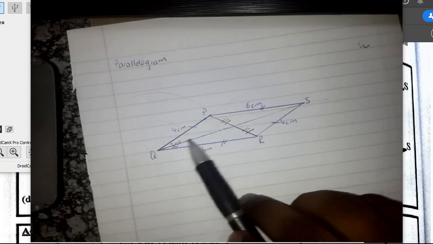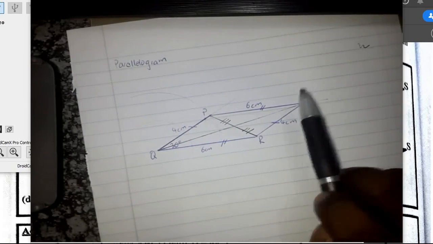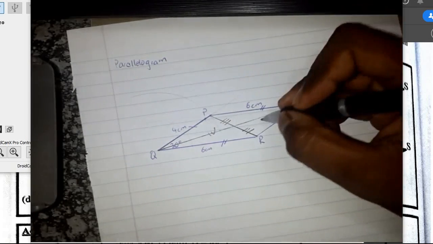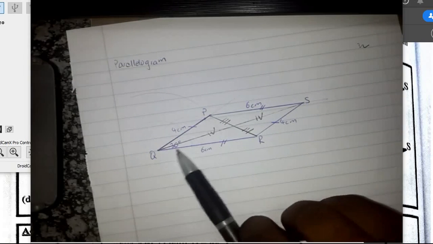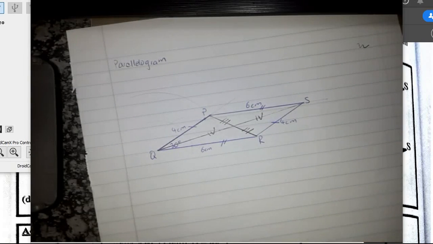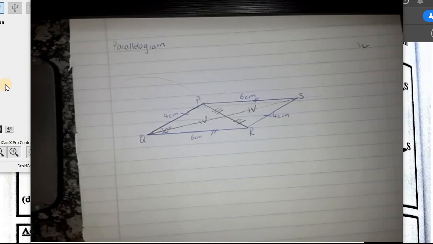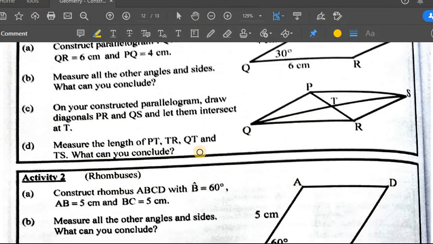And when we measure from here to here and from here to here, we're gonna realize that this is equal to this. That sorts out our parallelogram, right? Let me just clear up a little bit here. Okay, there we go. That sorts out our parallelogram. Let's go on to the next one.